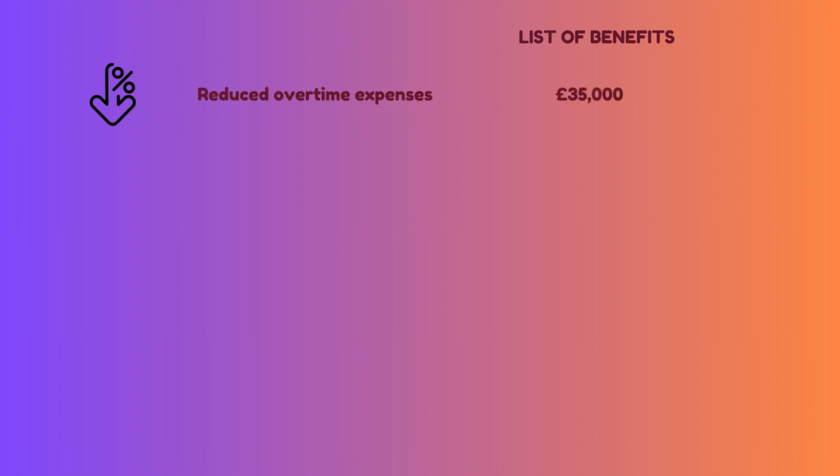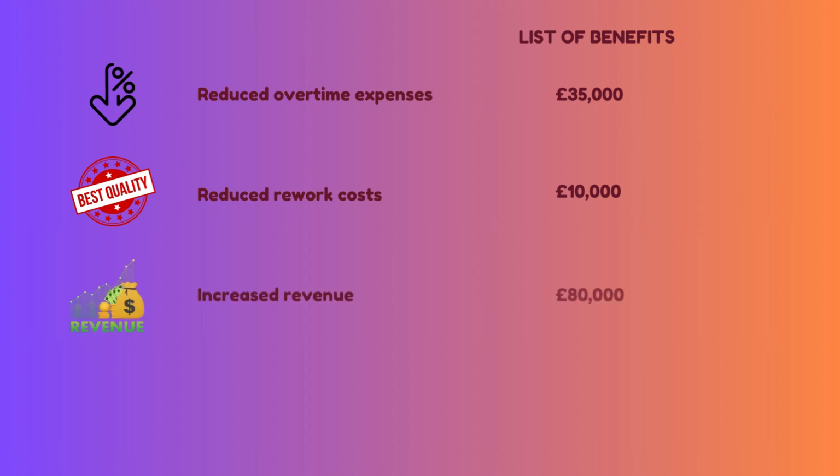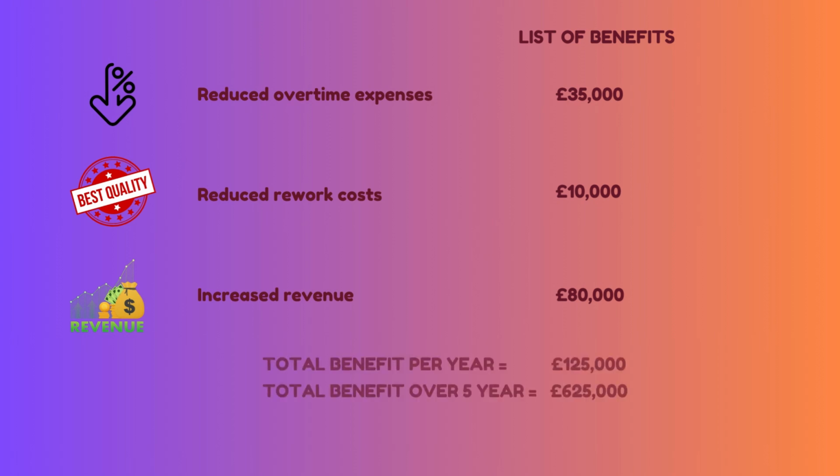Now, let's explore the benefits associated with purchasing the new machine. Benefits could be 35,000 from reducing overtime expenses, another £10,000 from reducing rework cost. We could also have an increased revenue of £80,000. This implies a total benefit per year of £125,000 and a total benefit over 5 years of £625,000.